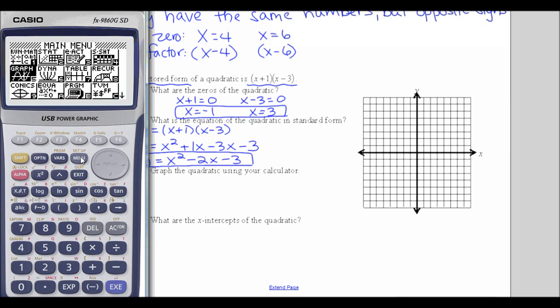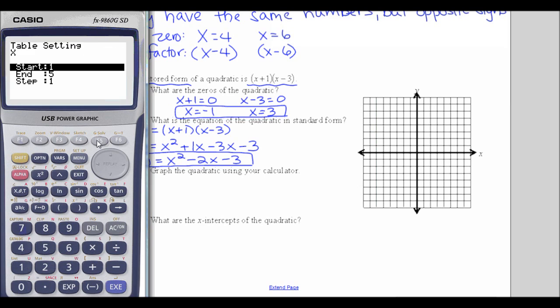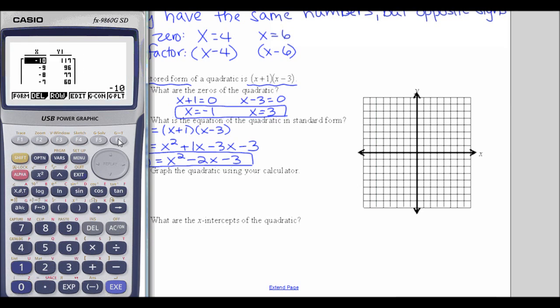If I want to know some points, I can go into the table menu of my calculator. Let me be sure I'm set up to go from negative 10 to 10, because those are the points I like. And I could look at a table. As far as plotting the points go, these first points of my table are all pretty big. I'm not going to plot them because they're double digits and they're not going to fit on my graph. But there's something that could fit.